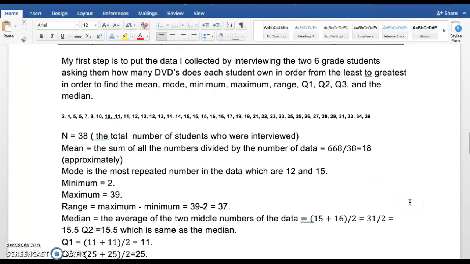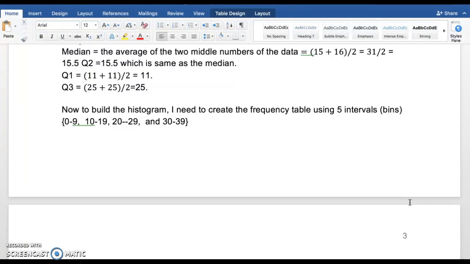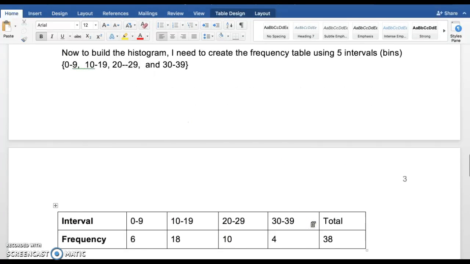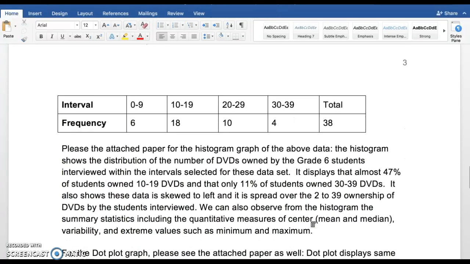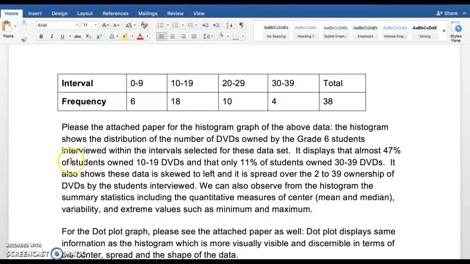Now, to build the histogram, I need to create the frequency table using 5 intervals. So that's 0 to 9, 10 to 19, 20 to 29, and 30 to 39. And here is my table. Please see the attached paper for the histogram graph of the above data.